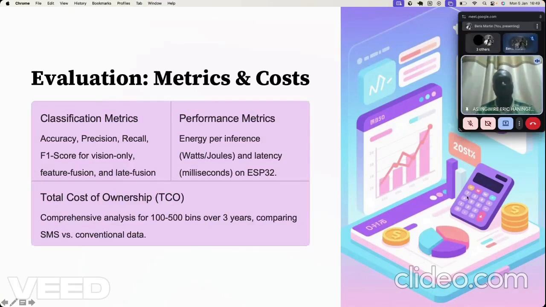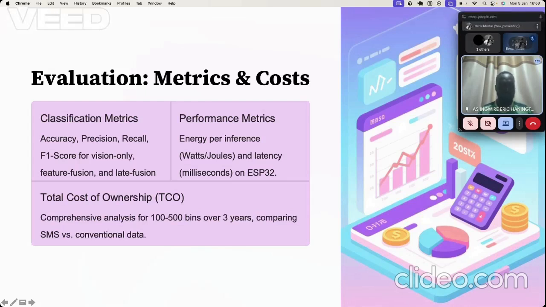And in the evaluation metrics, we shall be talking about the classification metrics, performance metrics, and I'll conclude with the total cost of ownership. Under the classification metrics, here we're talking about the ability to correctly identify waste, which is evaluated using accuracy, precision, recall, and F1 score. So these metrics are going to compare three different setups: vision only, feature fusion, and late fusion models, so that we can find the most reliable method.